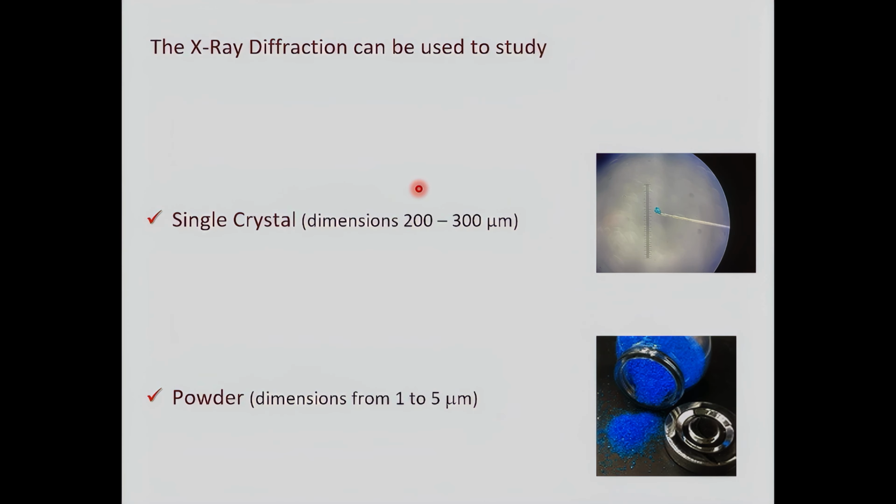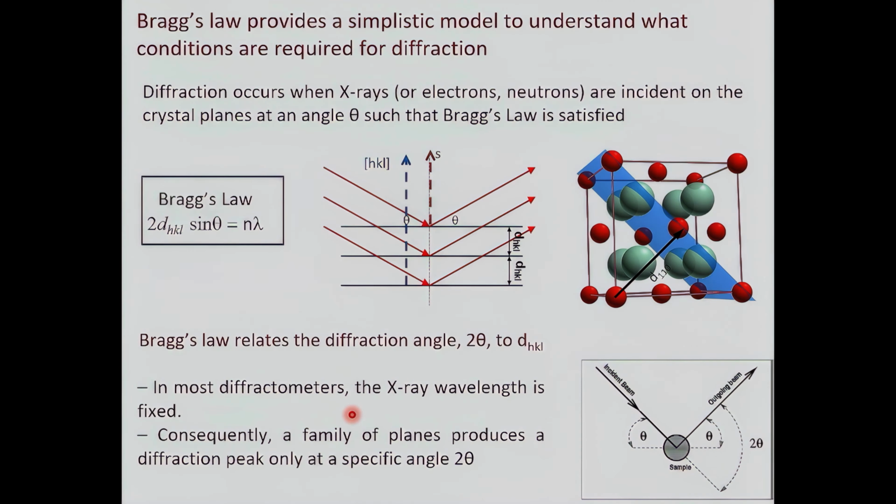Okay, for which samples can we use X-ray? X-ray diffraction can be used to study single crystals, which are generally crystallites with dimensions between 200 to 300 micrometers, or powders. In the case of powder, they are very small crystallites with dimensions ranging from 1 to 5 micrometers.